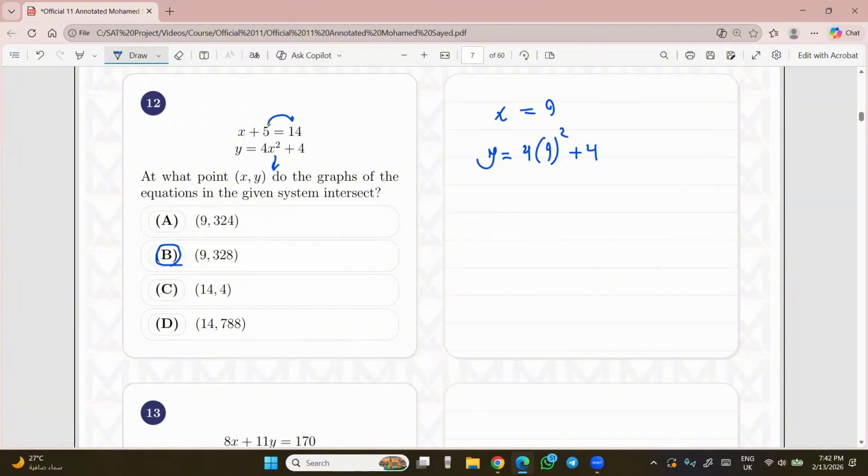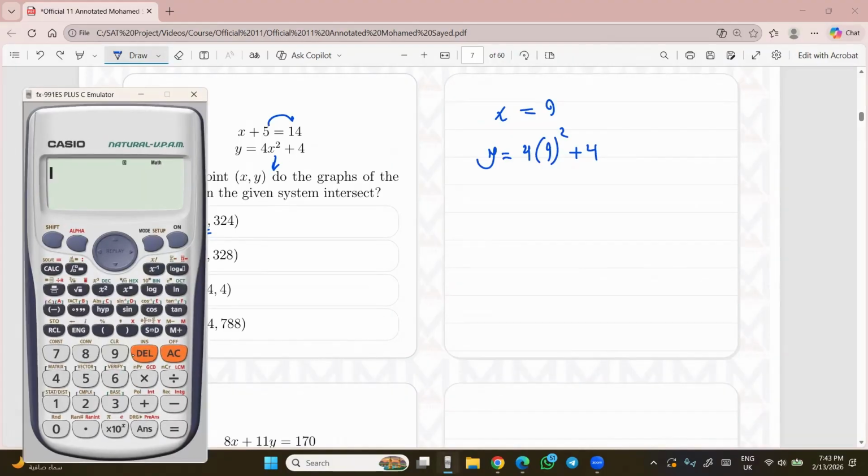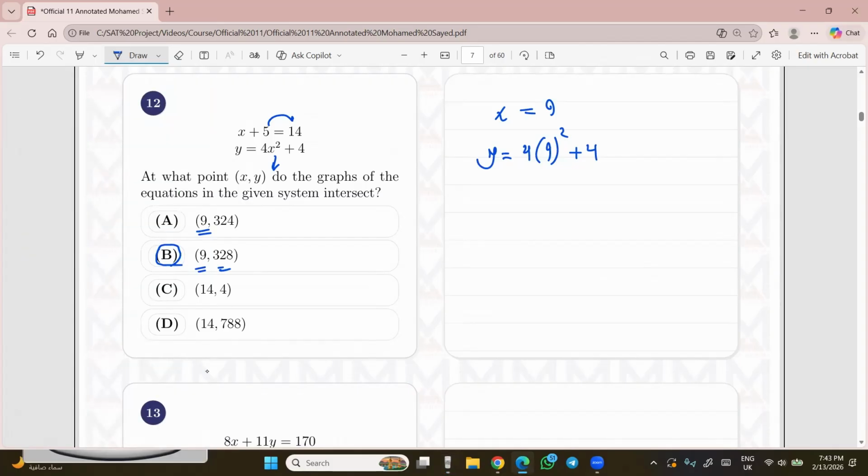And here 9 squared, you can just put this on the calculator. And x is 9, so this is x as 9, and then you just get the answer. Whatever the answer is, you can just use the standard calculator like this, 4 into 9 squared, close the parentheses like this, and make the square sign, and then plus 4. And you get the answer 328, which is given only in letter B.